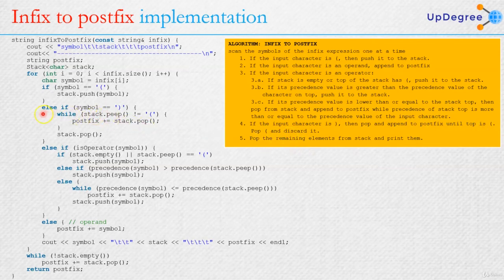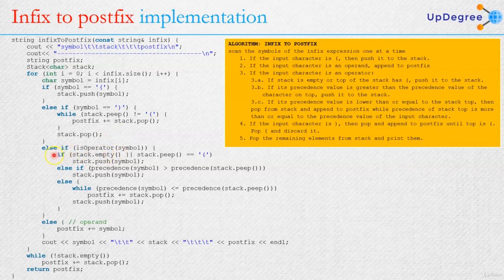So if you look at this part of the code, here we are checking if the symbol is right parenthesis, and then we are going to see if the top of the stack is a left parenthesis or not. Until the top of the stack becomes a left parenthesis, we are going to pop from the stack and append to the postfix. And finally, when the top of the stack becomes left parenthesis, we are going to pop that out of the stack and simply discard it. All right, so that implements rule number 4.